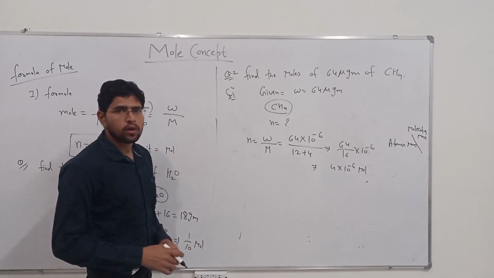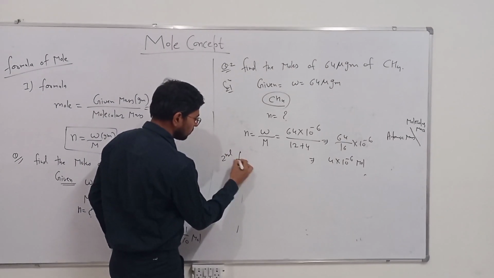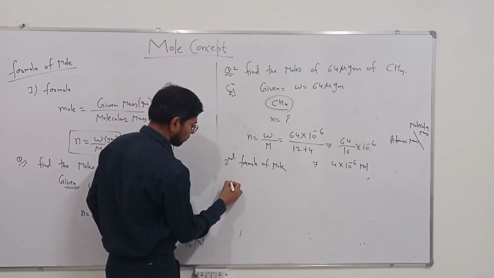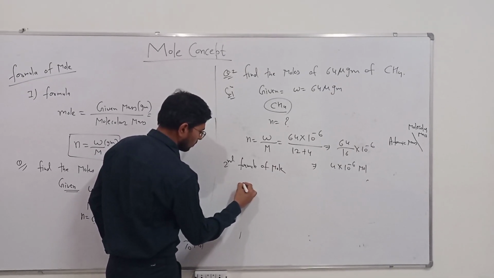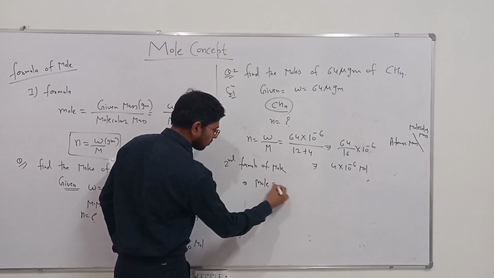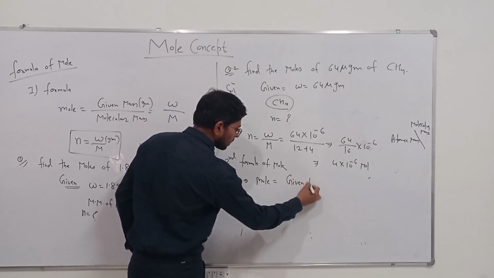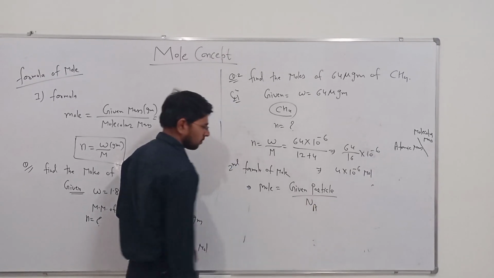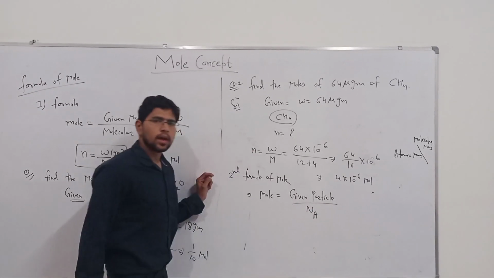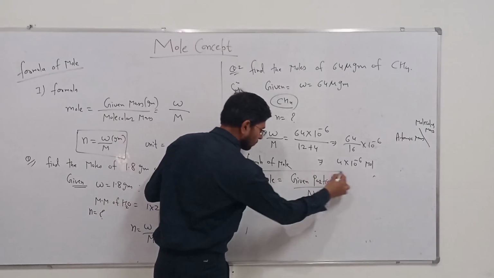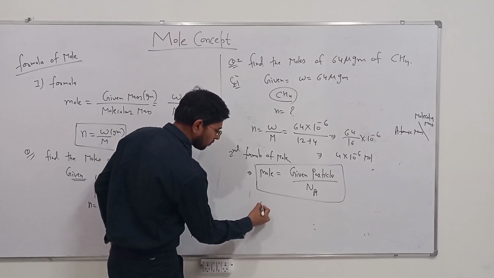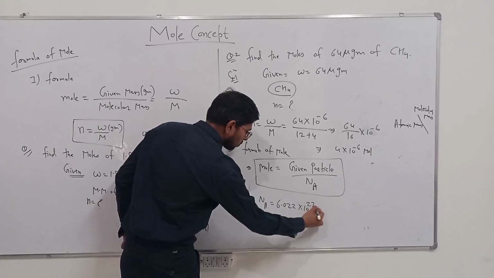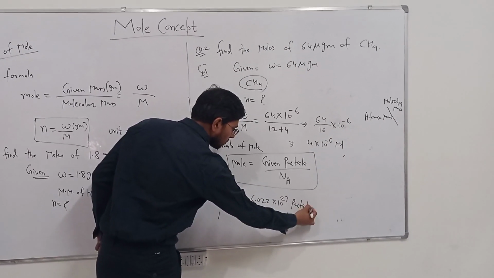Now, the second formula of mole. Mole is equal to given particles divided by Na. What is the value of Na? As we all know, Na is equal to 6.022 × 10^23 particles.